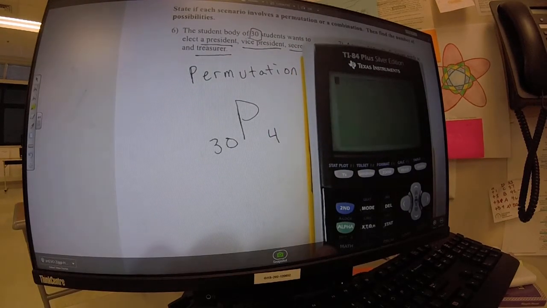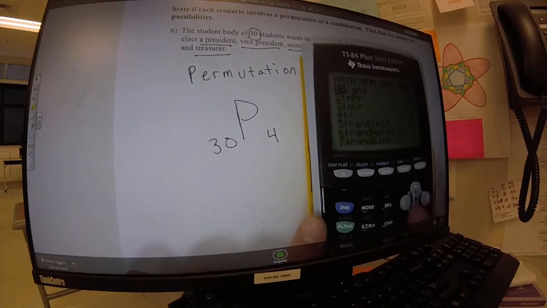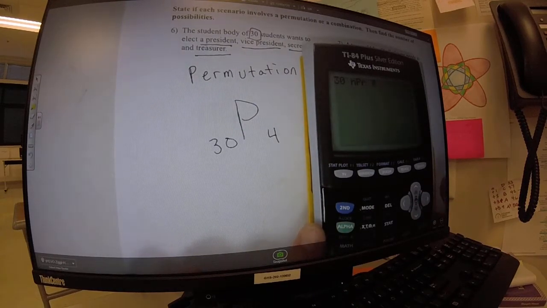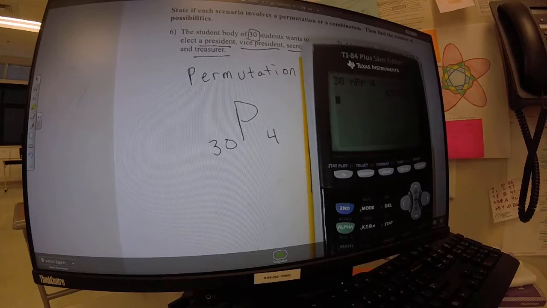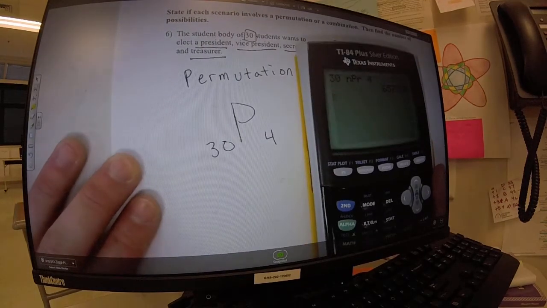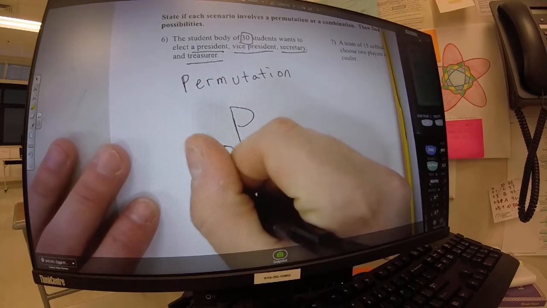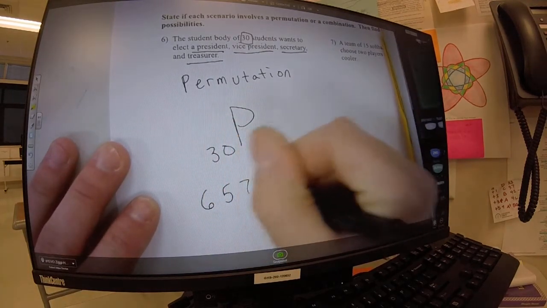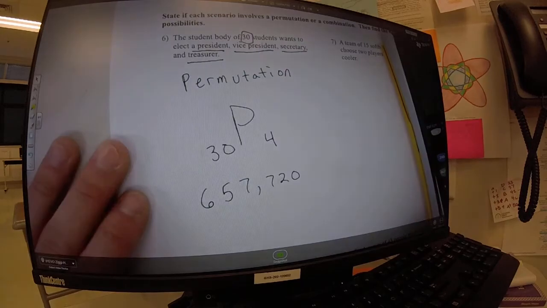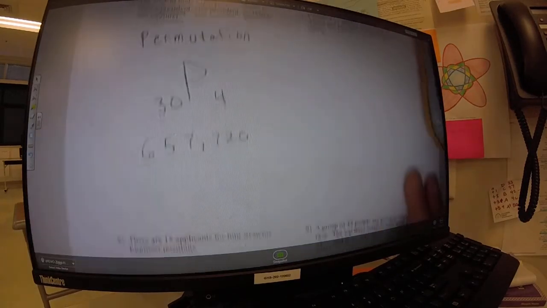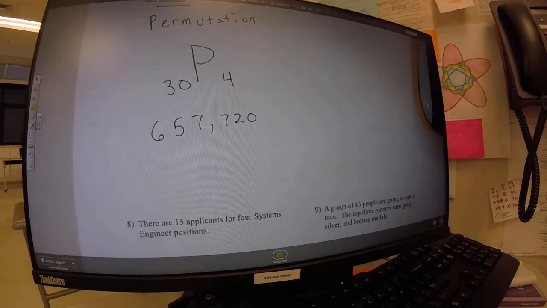So we're going to have 30. We know it's a permutation. And there are 4 positions being elected out of this student body. Whoa, good Lord. All right, look what the calculator's telling us. It's saying that just out of 30 students, if we pick 4 positions, there's over 600,000 ways that this could happen.